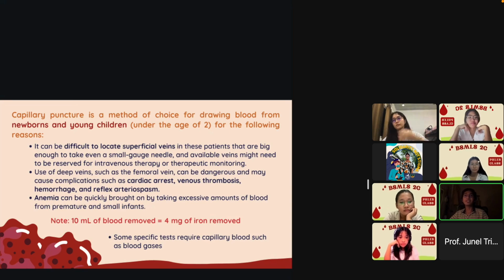Similarly, anemia can be quickly brought on by taking excessive amounts of blood from premature and small infants. So as what I said before, very sensitive ang infants sa medical intervention. So some specific tests require capillary blood such as blood gases. Next slide, please.